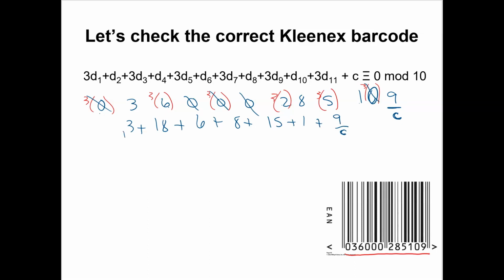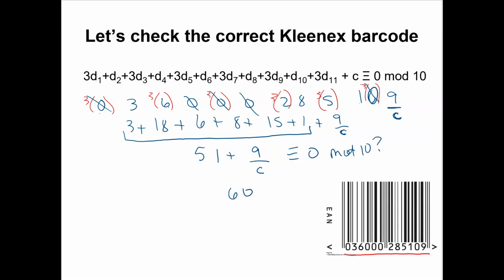So now I'm going to add all these up, and when I type that in my calculator, I get 51, plus 9 is my check digit. Is this equivalent to 0 mod 10? Well, what's 51 plus 9? That's 60. That is equivalent to 0 mod 10. It's a multiple of 10. So that is the correct barcode.